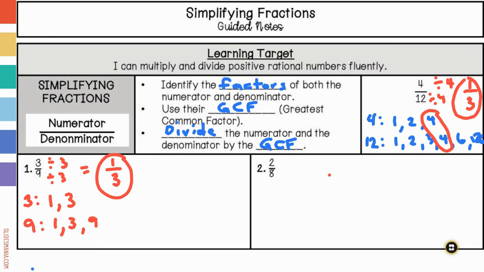Okay, I'm not going to show me writing out all the factors anymore, but it would work the same way. I am just going to start by dividing by the greatest common factor. So in this case, it's going to be 2. 2 divided by 2 is 1. 8 divided by 2 is 4. So our answer is 1/4.